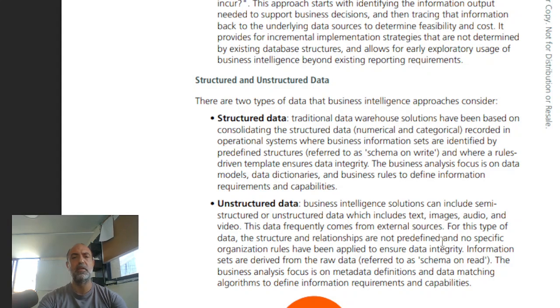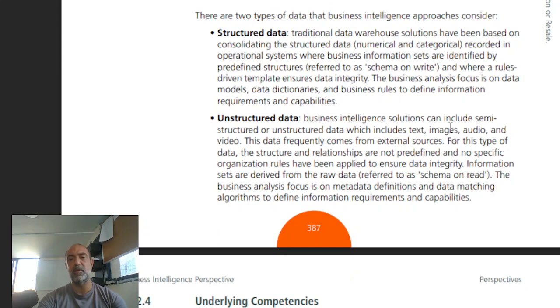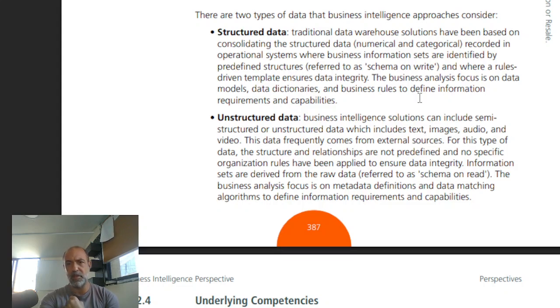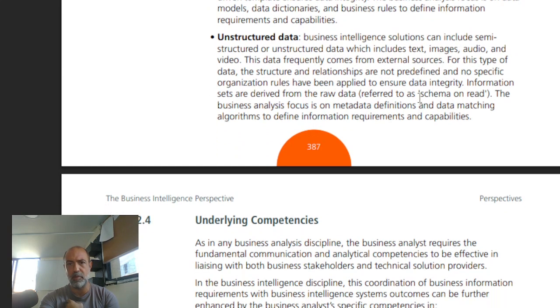All right, and there's structured and unstructured data. There are two types of data that business intelligence approaches consider. There's structured data, which is basically traditional data warehouse solutions that have been based on consolidating structured data, numerical and categorical, recorded in operational systems where business information sets are identified by predefined structures referred to as schema on write. And where the rules-driven template ensures data integrity, business analysis focuses on rules, data models, data dictionaries, and business rules to define information requirements and capabilities.